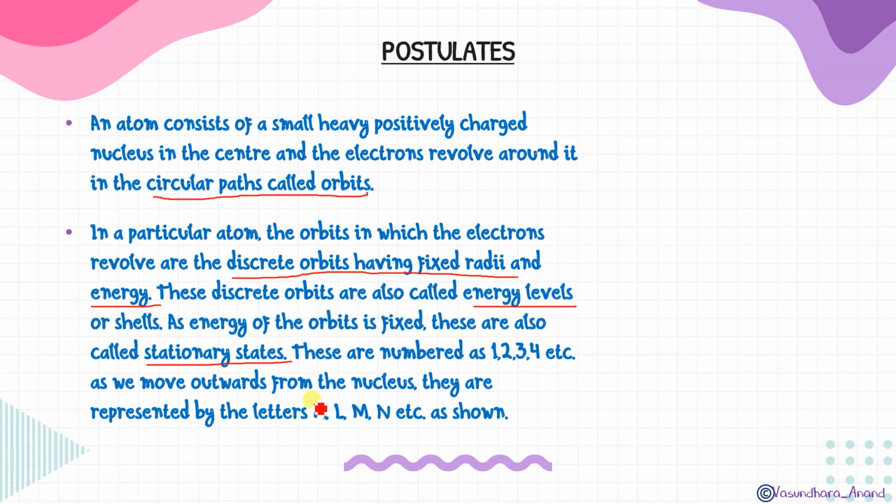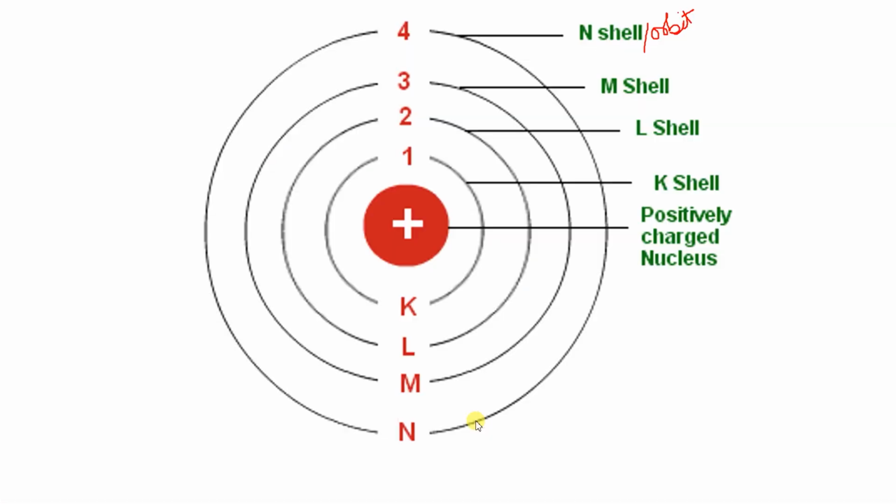These discrete orbits are also called energy levels. They are numbered 1, 2, 3, 4, and as we move outward from the nucleus, they are represented by the letters K, L, M, N, etc. As shown in the previous slide, the K shell, which is closer to the nucleus, has lesser energy, and as we move away from the nucleus, the energy level keeps on increasing. Got it?